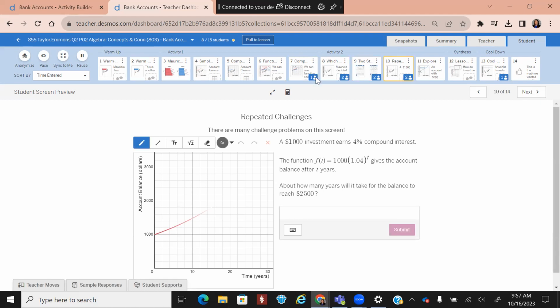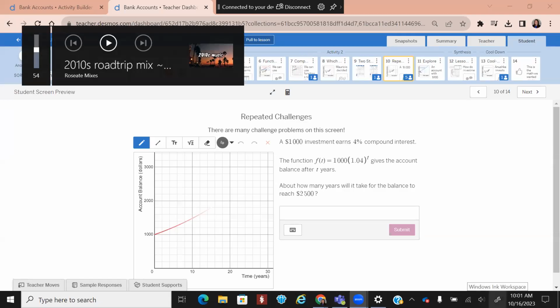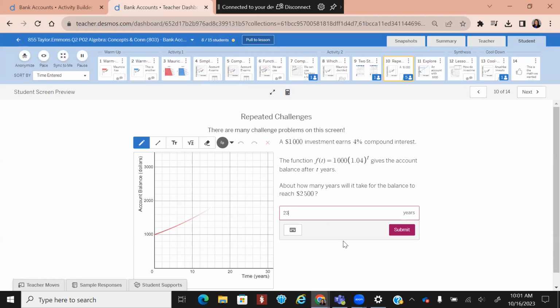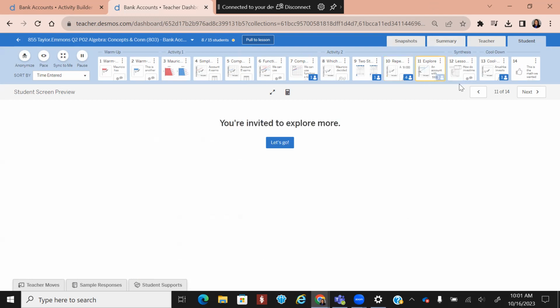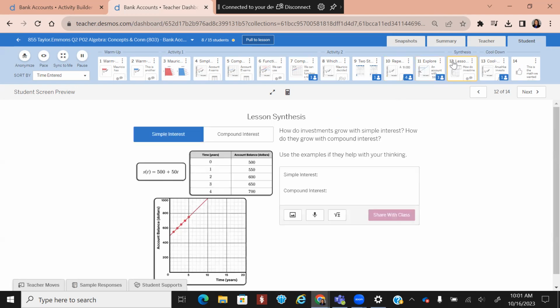Use Desmos on this one. Okay, take a moment. You're trying. So about how many years will it take for the balance to hit 2,500? 23. Yeah. Boom. Is that what you got? Yes. Okay. All right, let's go ahead and skip to slide 12.